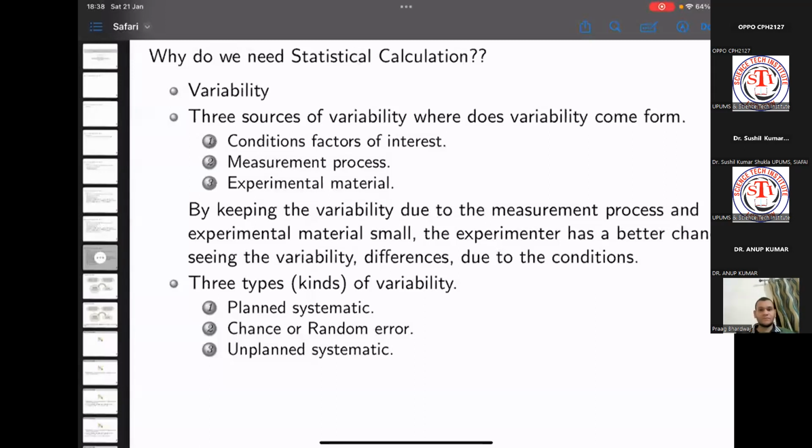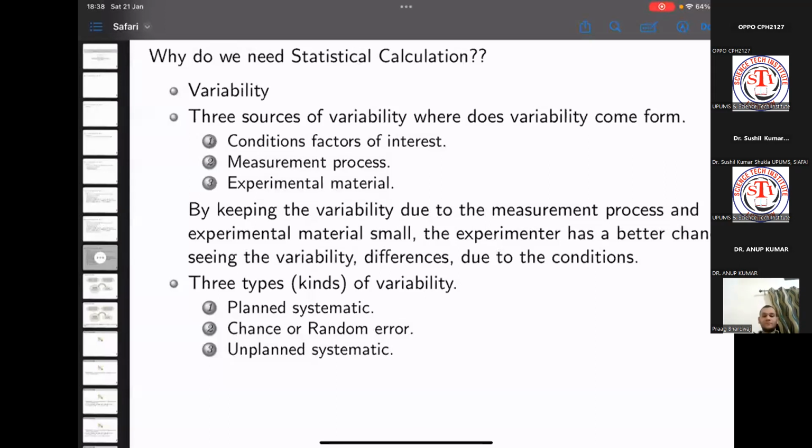Another kind of variability is chance or random. You measure your own blood pressure 3 times and you are going to get 3 different values. So this kind of variability is chance or the random error, and these errors are very close to each other. So we have to detect whether this variability is, and third one is the unplanned systematic.